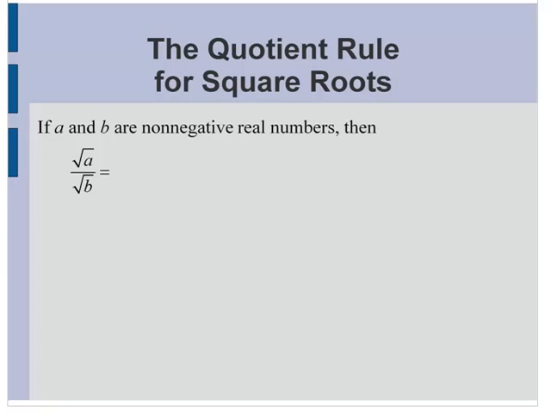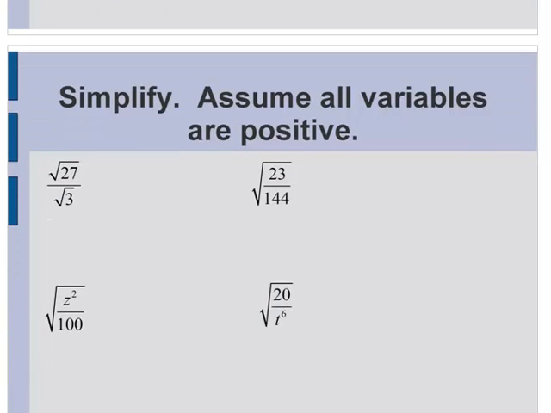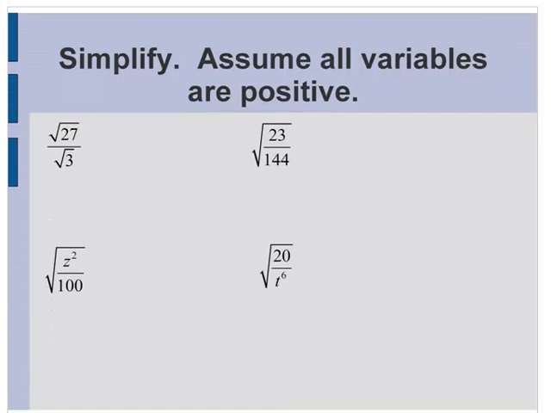As with multiplication of radicals, we have a similar rule for when we are dividing radicals. And it tells us that if a and b are non-negative real numbers, then the square root of a over the square root of b can be written as the single square root of a over b. And as with the product rule for radicals, for square roots, we can take this in either direction as necessary. So let's see a few examples of how we can use this to simplify some radical expressions.